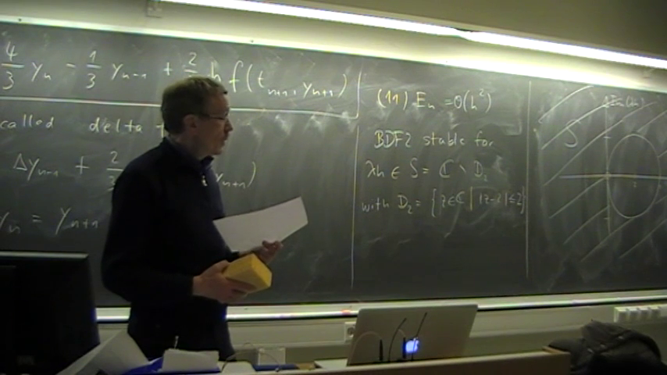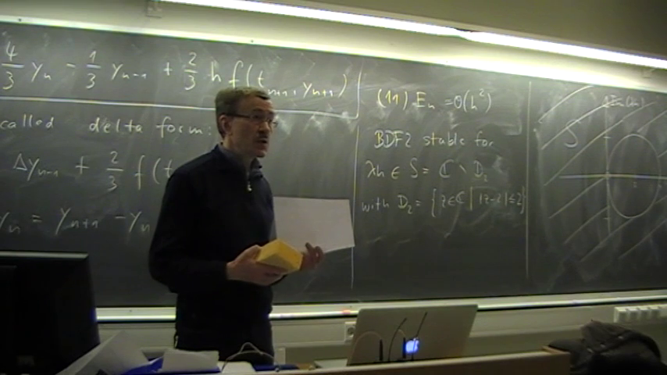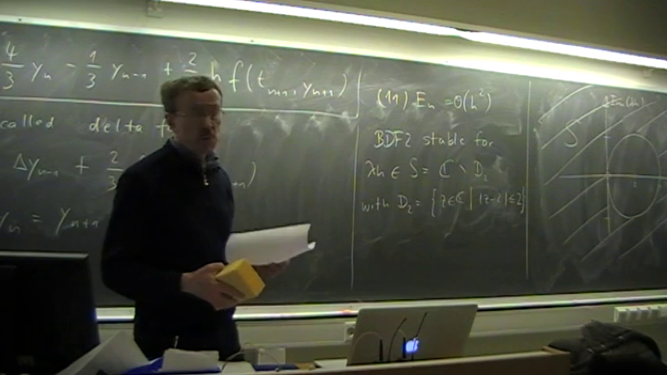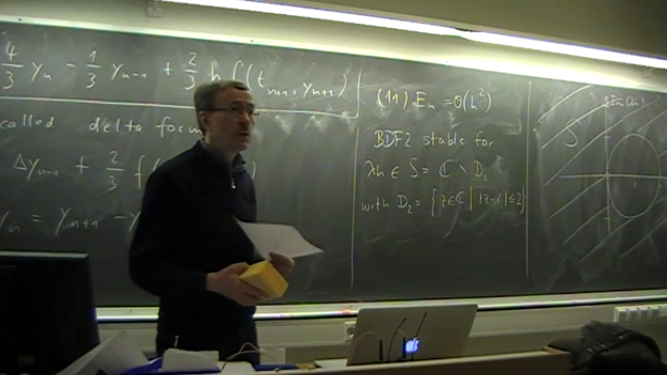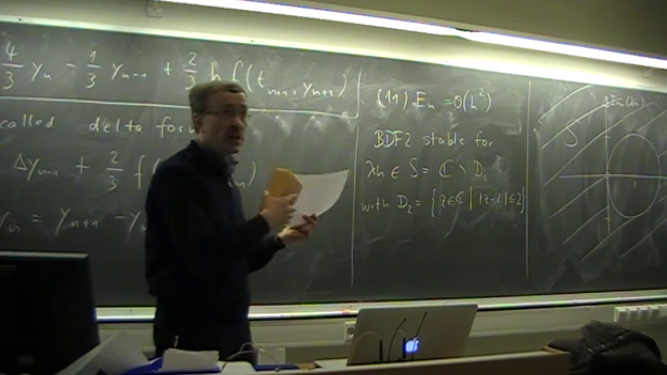So when you want just steady state, as we see in CFD computations, we just start with something and go to steady state, then it is best to use the implicit Euler method. But if you are interested in the dynamics, then BDF2.